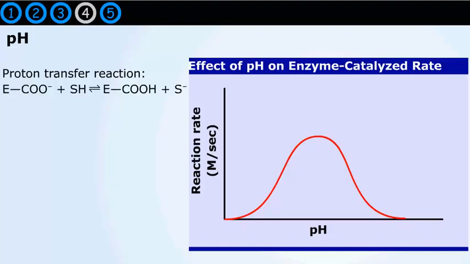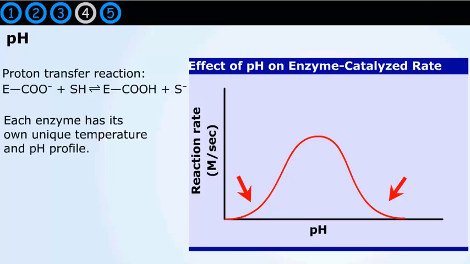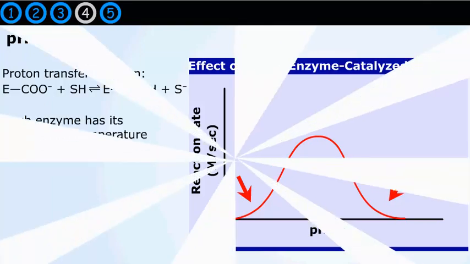Many of the reactions that enzymes catalyze involve the transfer of protons. Proton transfer reactions are very sensitive to pH. Recall that pH is a function of proton concentration in the solution. A protein's structure is sensitive to pH. Extremes in pH cause proteins to unfold. Each enzyme has its own unique temperature and pH profile.